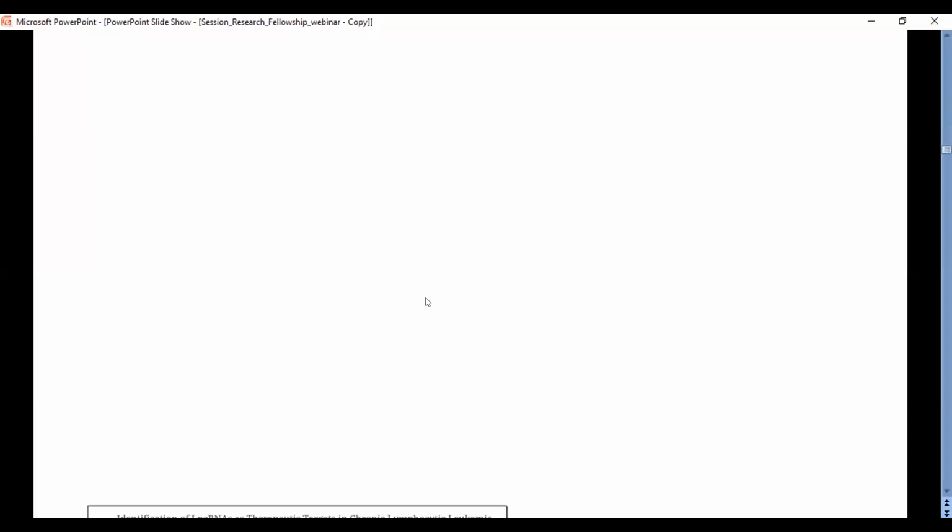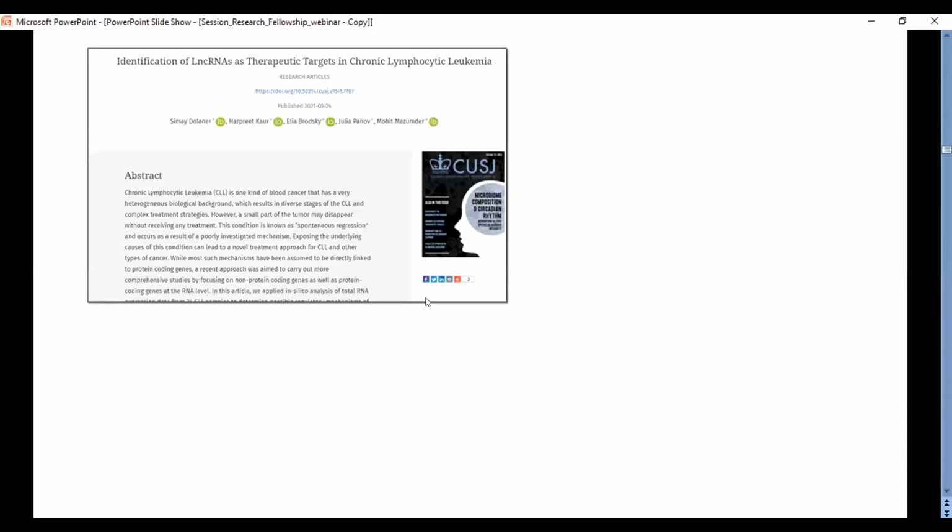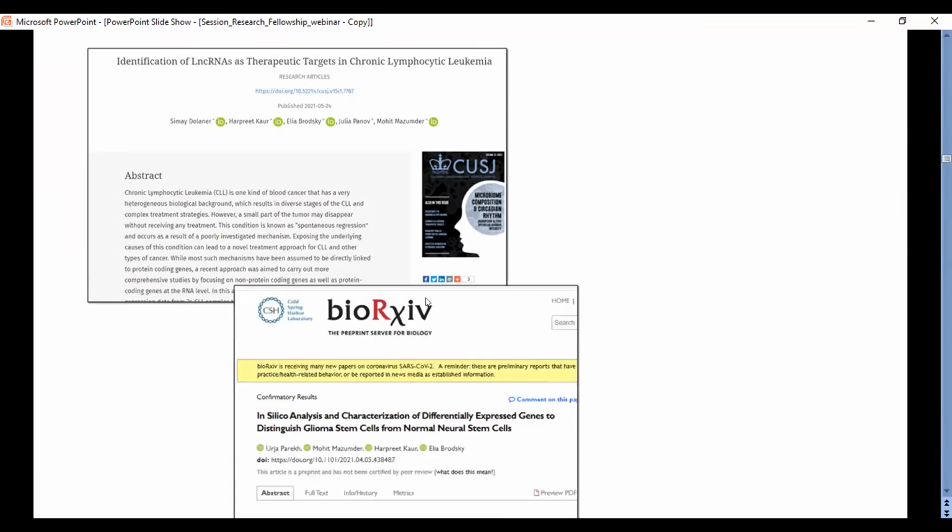One of the research fellows, Ms. Simay Dolanar, an undergraduate student from Turkey, completed her research project entitled Long non-coding RNA as a therapeutic target in chronic lymphocytic leukemia, using publicly available data and employing various bioinformatics tools from the T-BioInfo Server, which Ilya has just shown you.